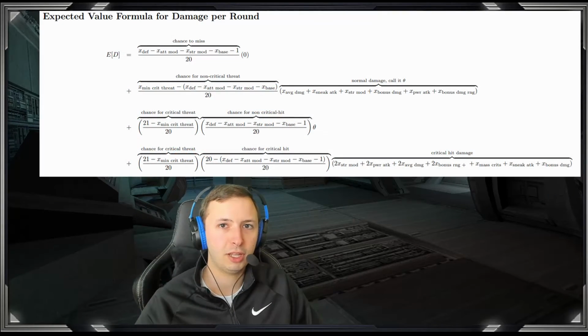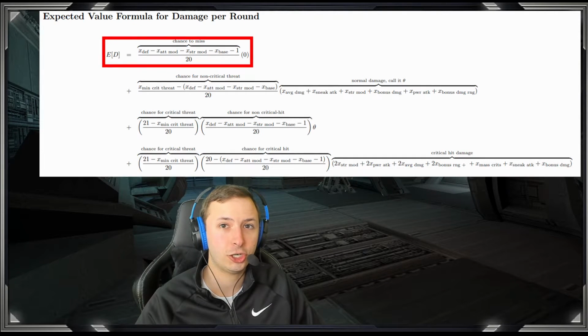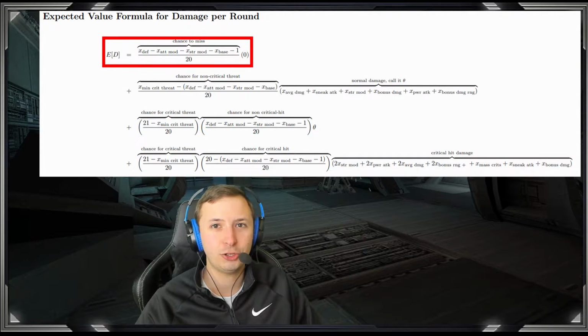All right, so this is our formula for expected value, and it might look a little complicated, but it's not. So let's break it down really quick. The first line of our formula is really just our chance to miss, so we really don't need to know too much about that.